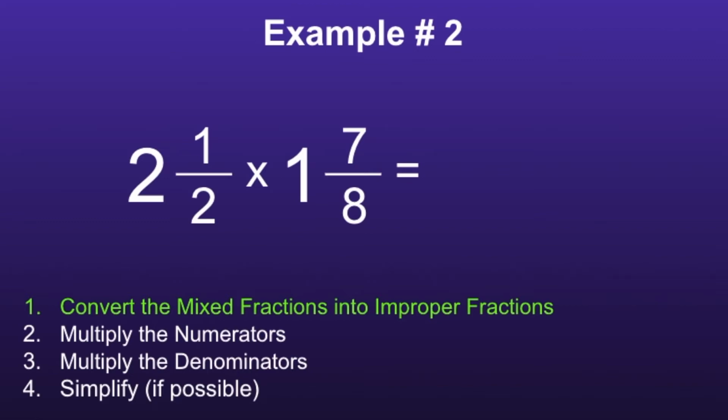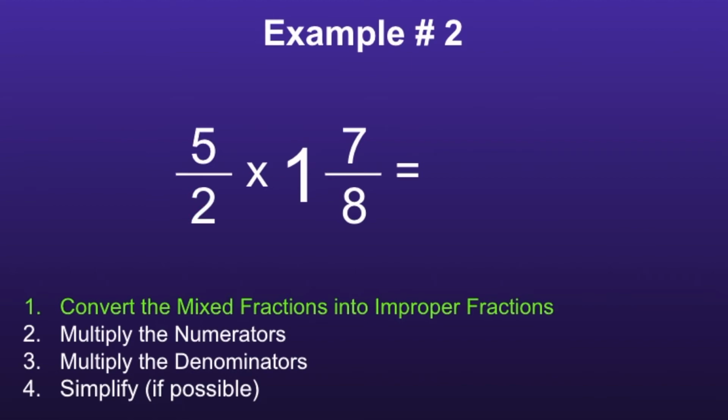We can convert a mixed fraction into an improper fraction by multiplying the whole number by the denominator, and 2 times 2 is 4, and then adding the numerator to that number. 4 plus 1 equals 5. So 2 1/2 can be converted to the improper fraction 5 over 2.